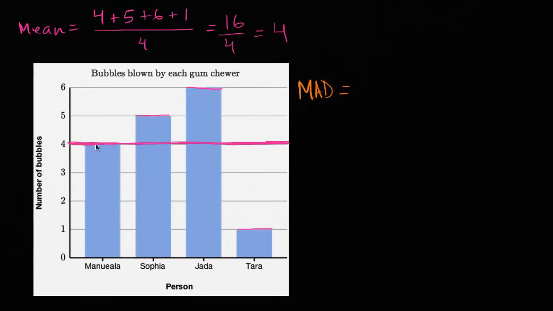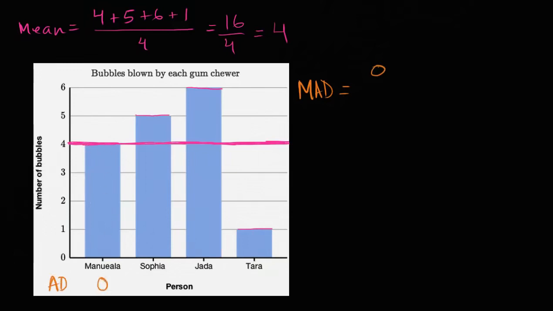So how much does the number of bubbles Manuela blew deviate from the mean? Well, Manuela actually blew 4 bubbles, and 4 is the mean. So her absolute deviation from the mean is 0. Actually, let me write this over here. Absolute deviation, that's AD. Manuela didn't deviate at all from the mean.